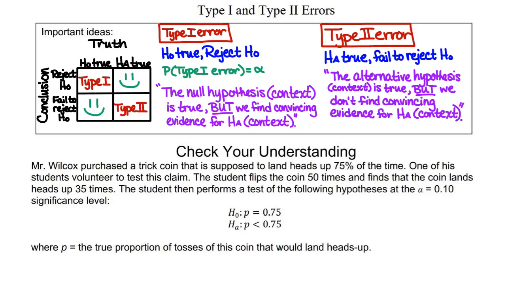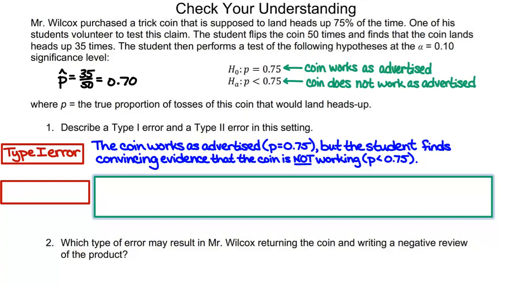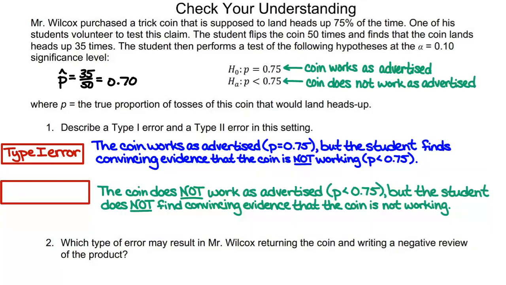Type 2 error. The Ha is true. What was our Ha? Does not work as advertised. It's less than 75% of the time. What did the student find? Well, the student didn't necessarily find that it does work, because that would be accepting. Do we ever accept the Ho? No. But we would fail to reject it, which means you would or would not find convincing evidence. Did not find convincing evidence in support of the Ha. So a type 2 error: the coin doesn't really work as advertised, but the student does not find convincing evidence that the coin is not working. That would be a type 2.